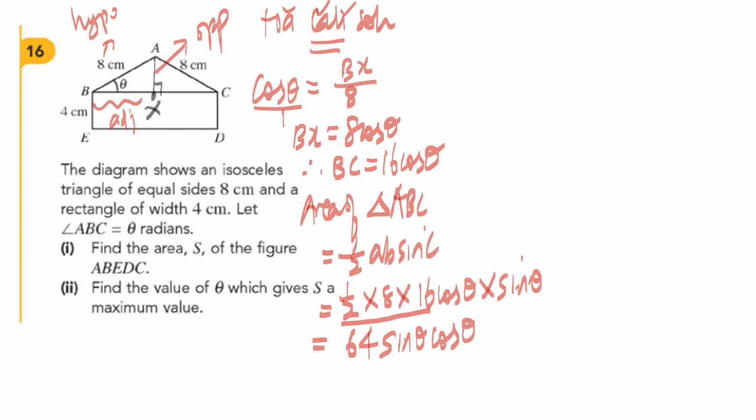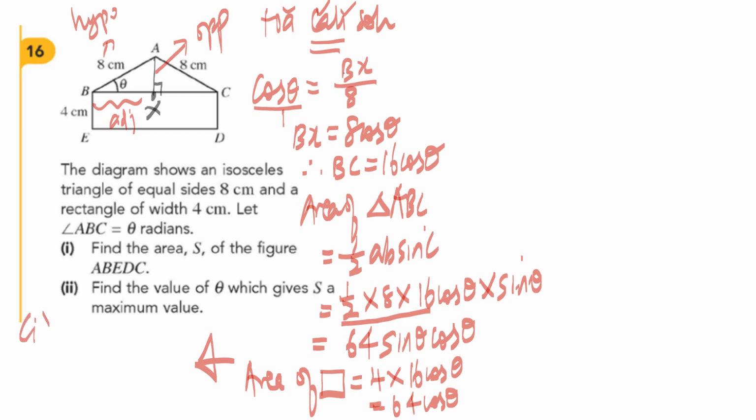You have to find the area of the rectangle. So area of rectangle will be length times breadth. So it will be 4 cm times ED, which is the same dimension as BC, which is 16 cos theta. So 4 times 16 cos theta, that will give you 64 cosine theta. So you add both of them together. So part 1, area S will be equal to 64 sine theta cos theta plus 64 cos theta. Right, so that will be part 1.